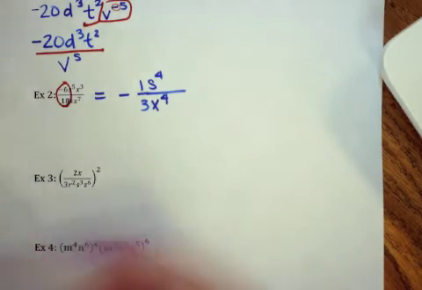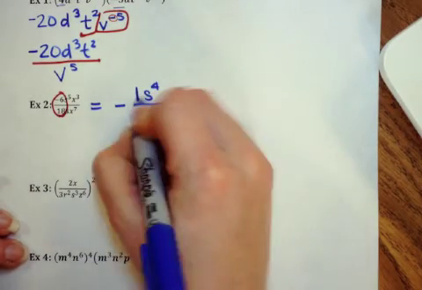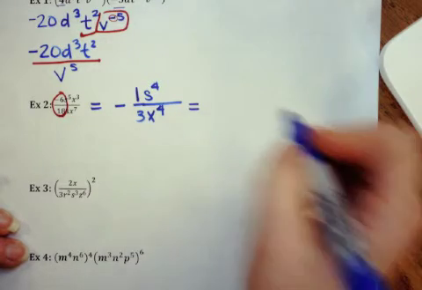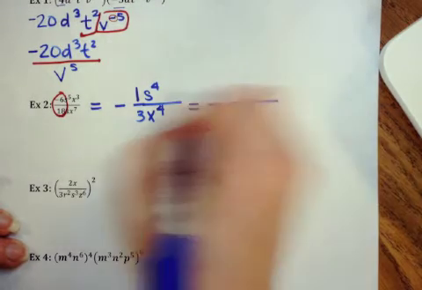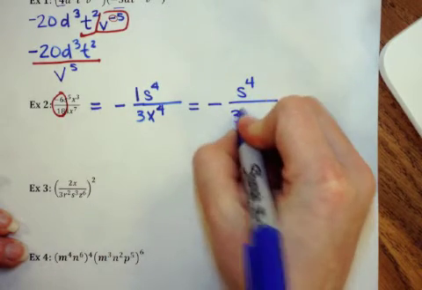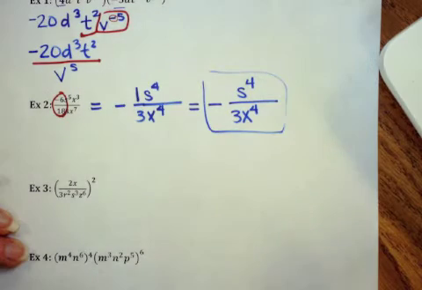But we won't write our final answer this way. In our final answer, we're not going to include a 1 if there's something being multiplied. The only time I leave a 1 is if there's nothing left up top. So I have the negative on the fraction, s to the 4th on top, 3x to the 4th on bottom. And that will be my final answer there.